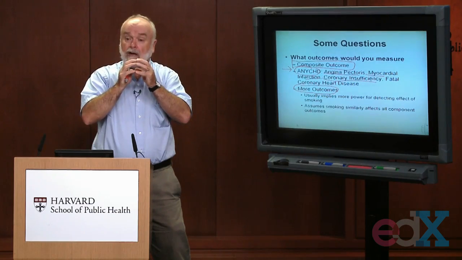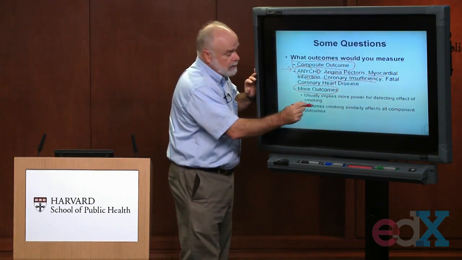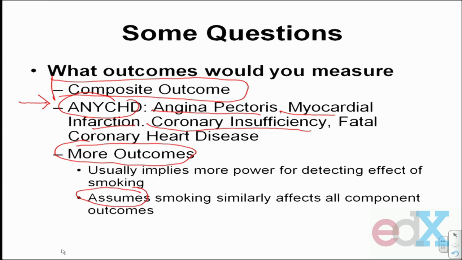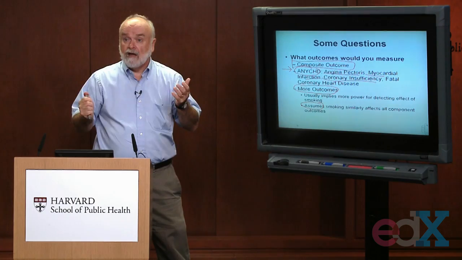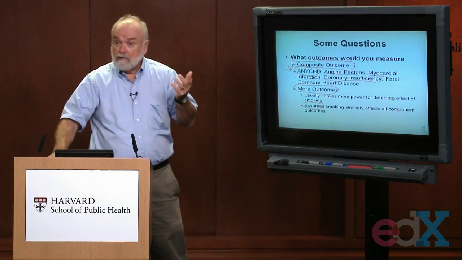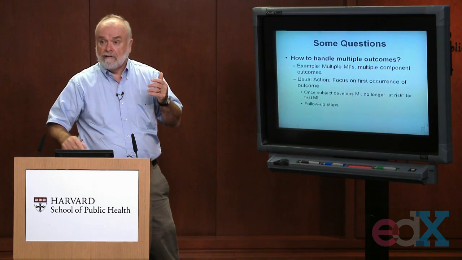But combining individual component outcomes into a composite assumes that all of them might be affected by smoking. That smoking not only affects your risk of having a heart attack, a myocardial infarction, but also affects your risk of having chest pain, angina pectoris. And therefore, we can lump those together into a composite outcome that might reflect the effect of smoking. So in this case, it would be a reasonable outcome to consider.